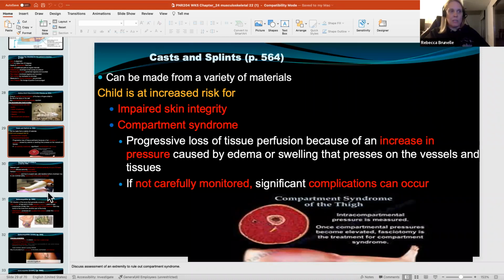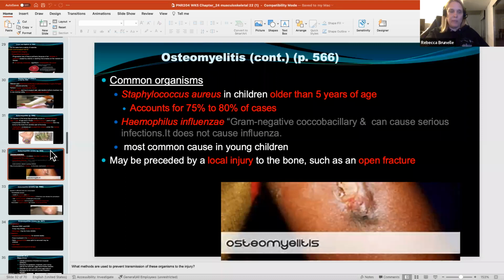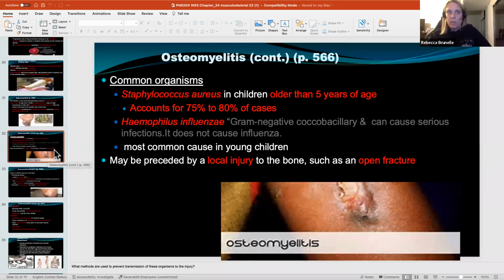So kids can get an infection sometimes when they've had an injury. And sometimes there's just bacteria in the blood that colonizes in the bone. So it's called osteomyelitis. It can be preceded by a local injury, but it doesn't have to be. Sometimes it happens in the absence of an injury. And it's a bacterial infection in the bone marrow.